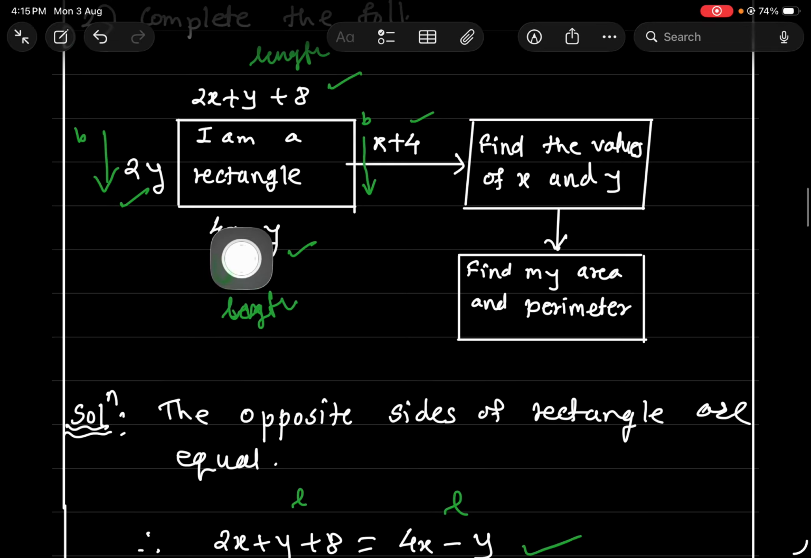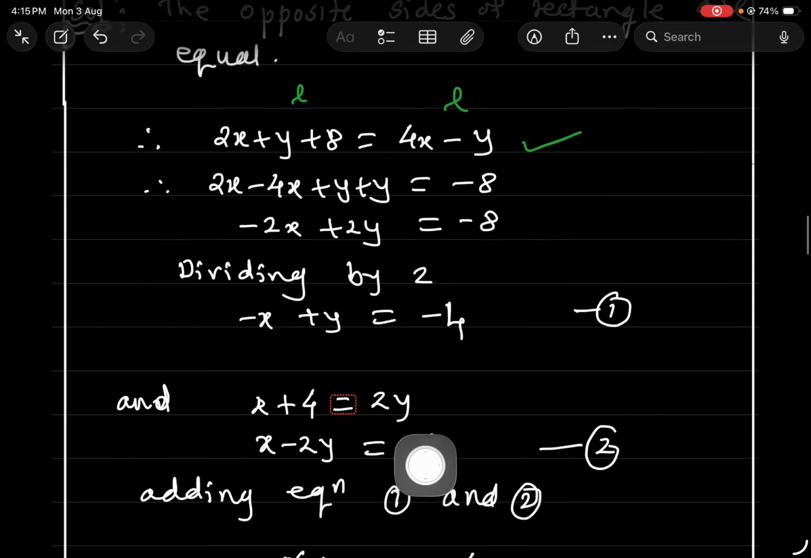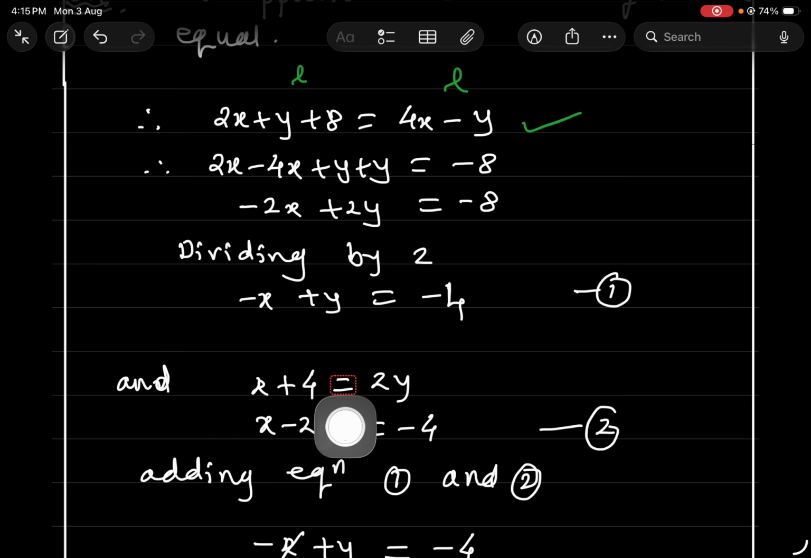Now the breadth: 2y equal to x plus 4. So x plus 4 equal to 2y. Bringing 2y to this side becomes minus, and 4 coming to this side becomes minus 4. This is equation 2.